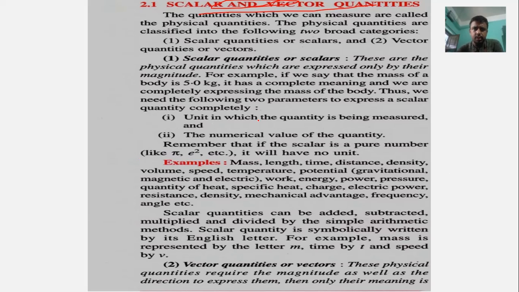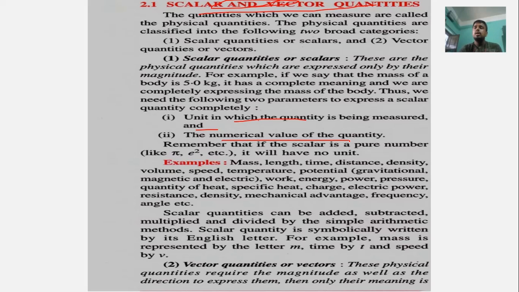Okay, first we need the following two parameters: the unit in which the quantity is being measured and the numerical value of the quantity. What is the unit of the quantity? If you are traveling, meaning distance, and you have to go from Delhi to Mumbai, you have to consider how many kilometers, so the unit is kilometer. Okay, got it. And what is the numerical value? Suppose the distance is around 1400 kilometers. So that 1400 is the numerical value of the quantity and the kilometer is the unit.